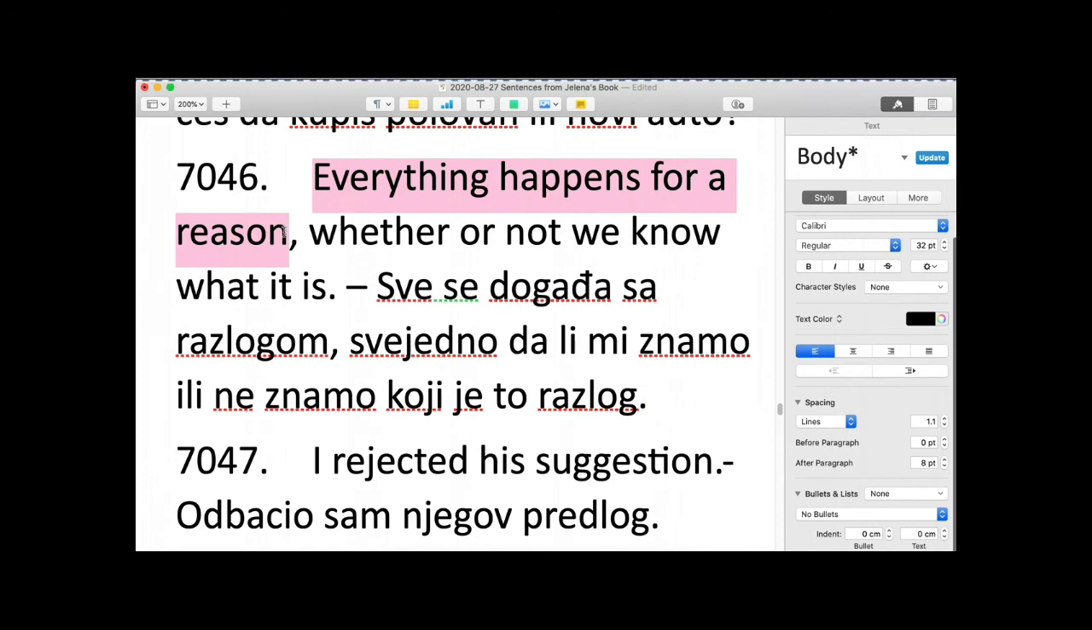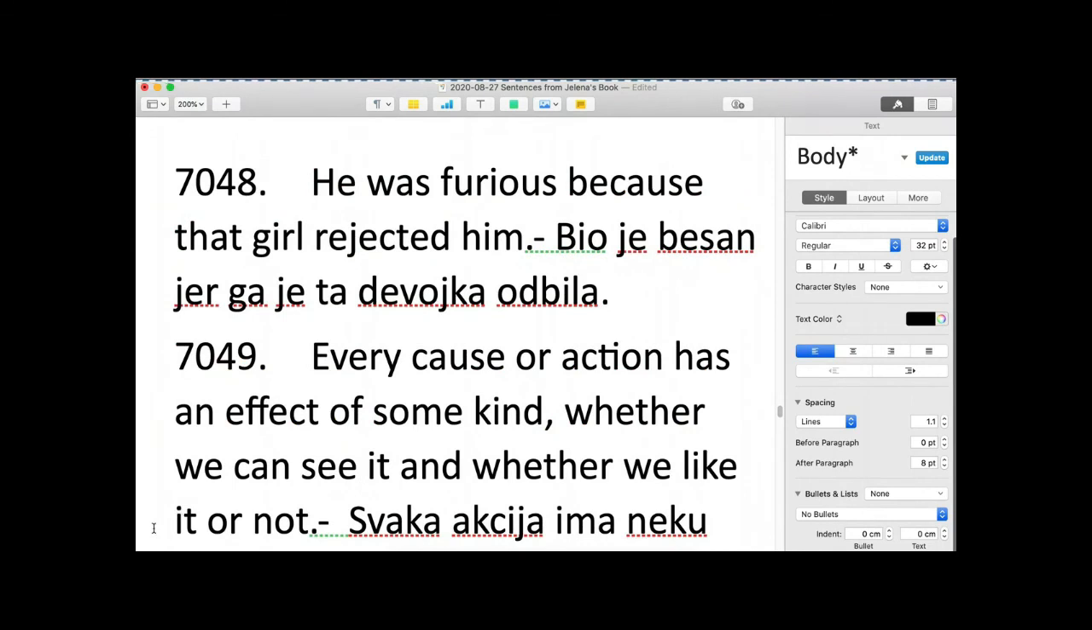I rejected his suggestion. He was furious because that girl rejected him. That'll happen. So maybe he asked her out on a date and she said no, she rejected him.